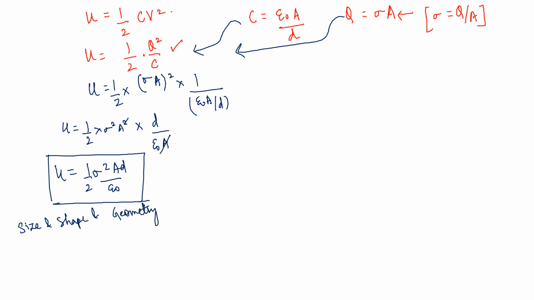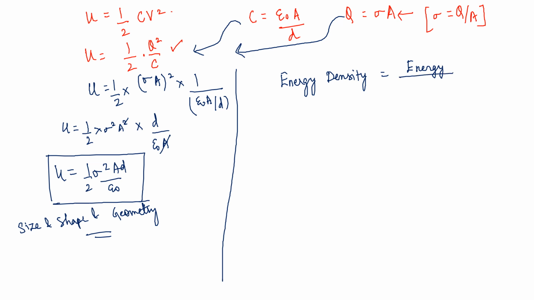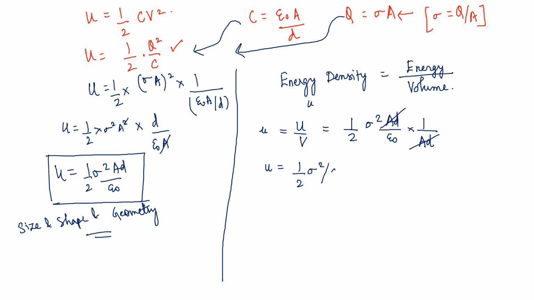Now we need to define energy density. It is given as energy per unit volume. The energy density is given by small u. So small u equals capital U upon volume. Our capital U is half into sigma square A d upon epsilon naught into the volume. Volume is also A d. A d, A d will cancel and the small u will be half sigma square upon epsilon naught.